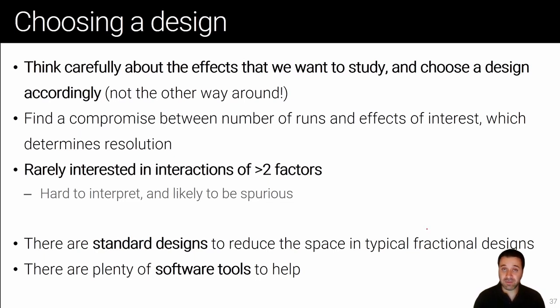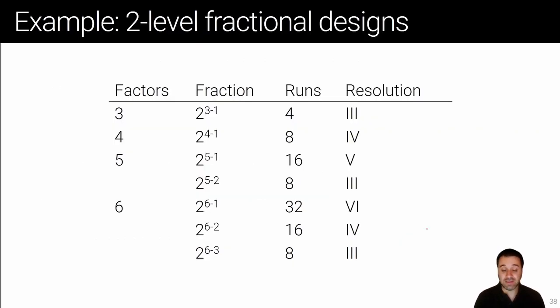So again, there are standard designs that allow us to reduce the space in the most convenient way and the best way to reduce confounding, etc. And there's plenty of software tools to help us. It's just about telling them what factors we have, what we want to measure, and they give us the table. And again, just as an example here, let's say we have two-level fractional designs. If we have 3 such factors, then we could run a study with only 4 runs, and that would be a study of resolution 3. So we know we can estimate main effects, but they are confounded with two-factor interactions.